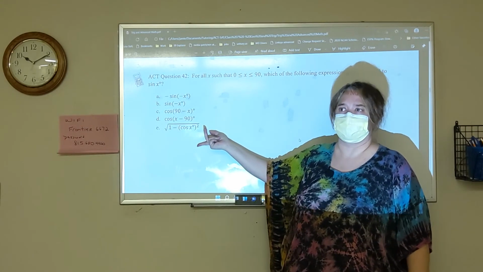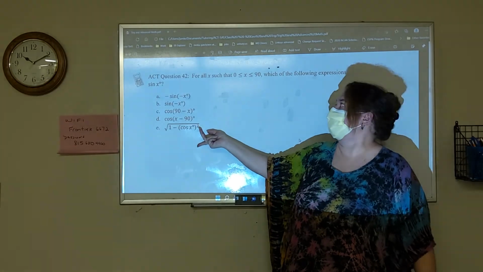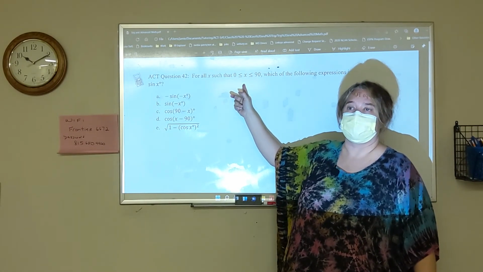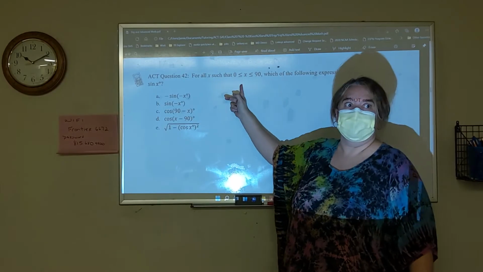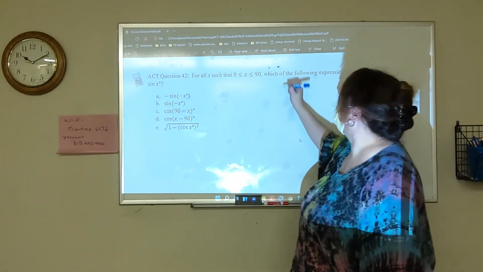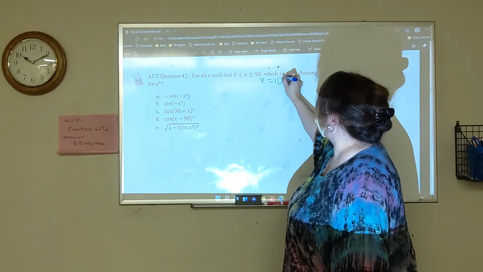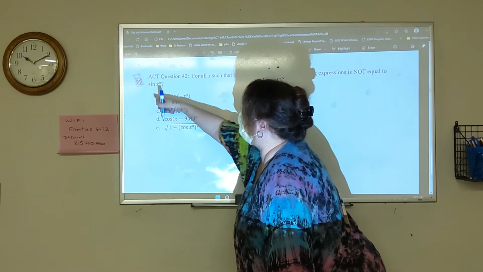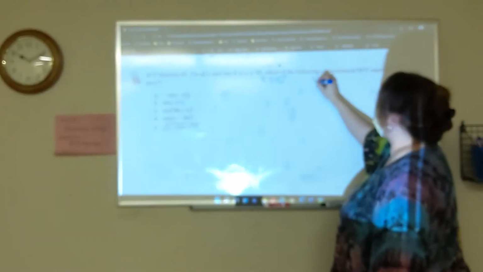What do we do with letters in our answers? Yeah, plug in a number. And it tells you right here what kind of number you need to pick, something between 0 and 90. So pick a number between 0 and 90. How about 10? 10's between 0 and 90. So if x is 10, and we're in degrees, we want to know which one is not equal to sine of 10. So let's find sine of 10.